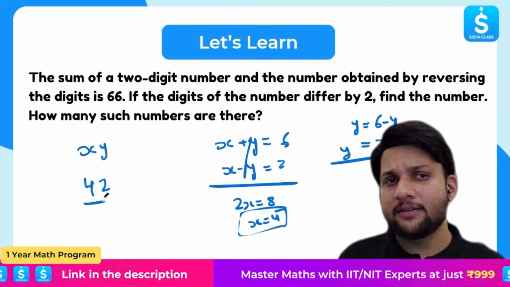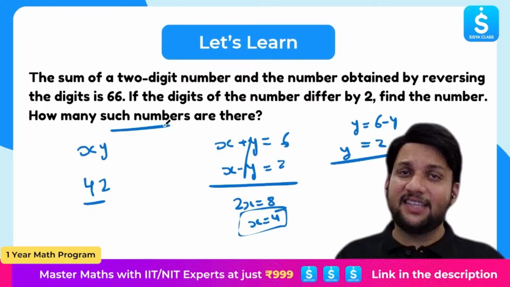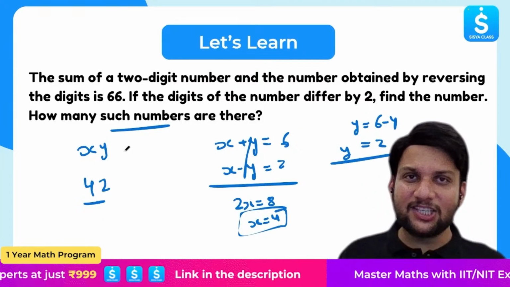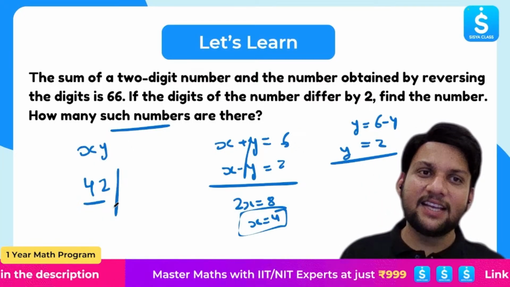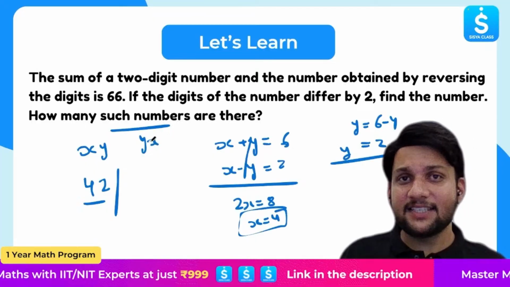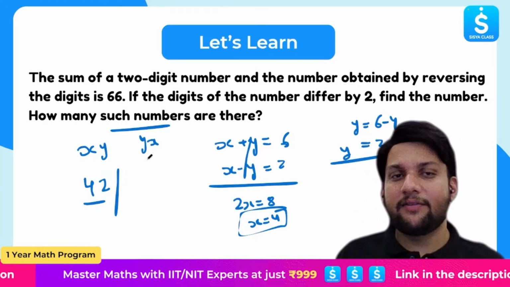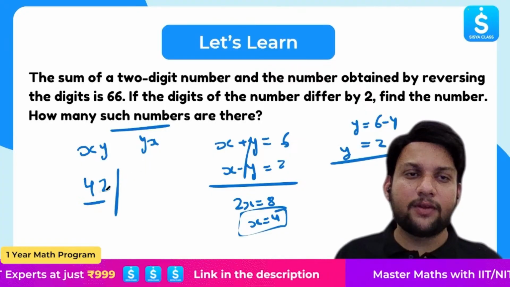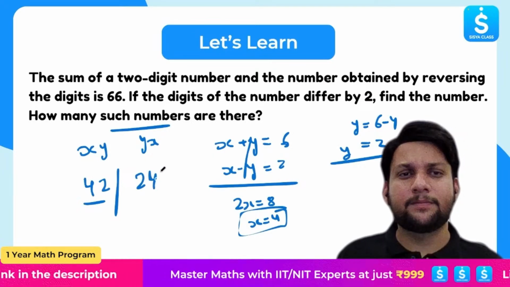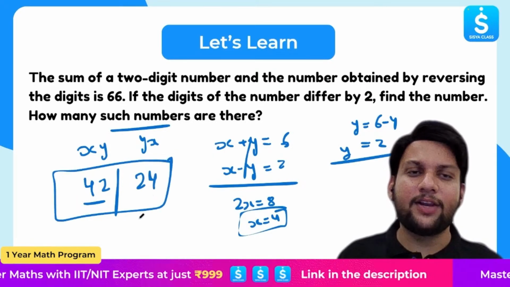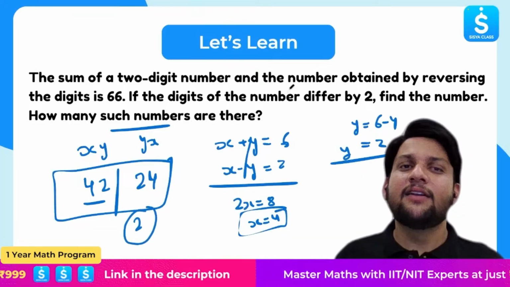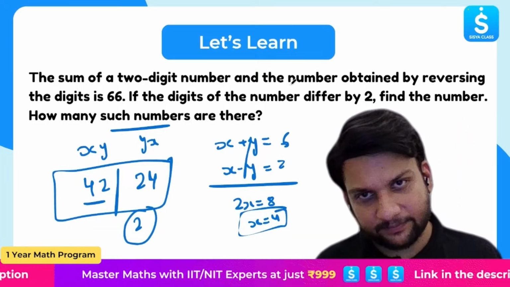But the second part, how many such numbers are there? See, it is just trying to trick you. Another possible case is we can also write it as yx. Yes, because the opposite of xy is yx, and the opposite of yx is xy. So the number is 42 or 24. So how many numbers are there? There are only two numbers in the entire world which follow this condition.